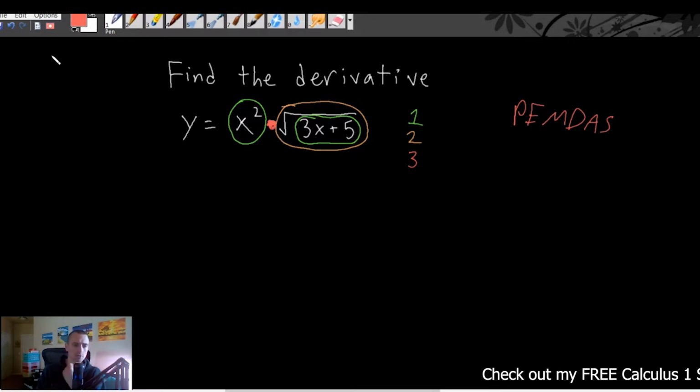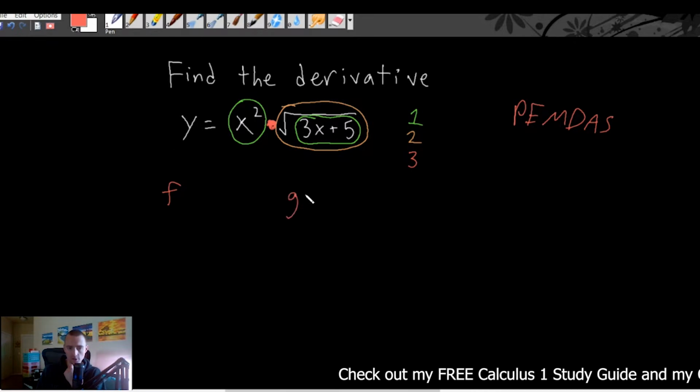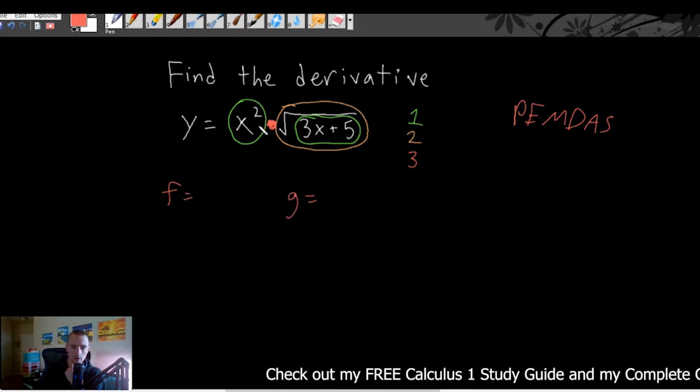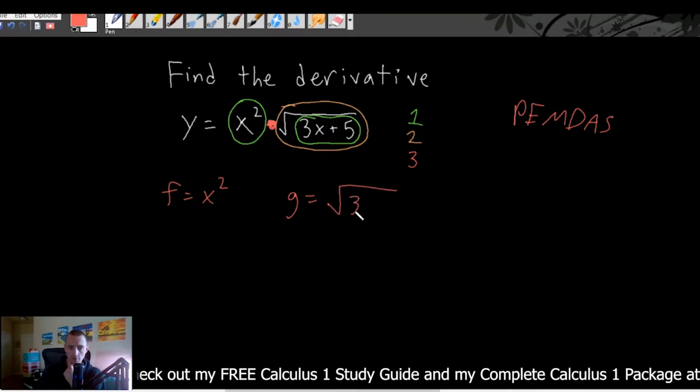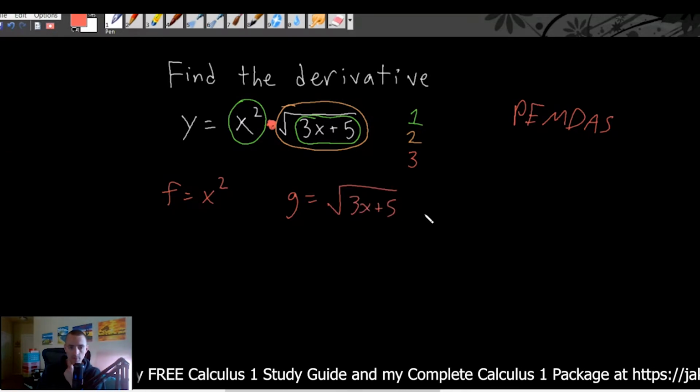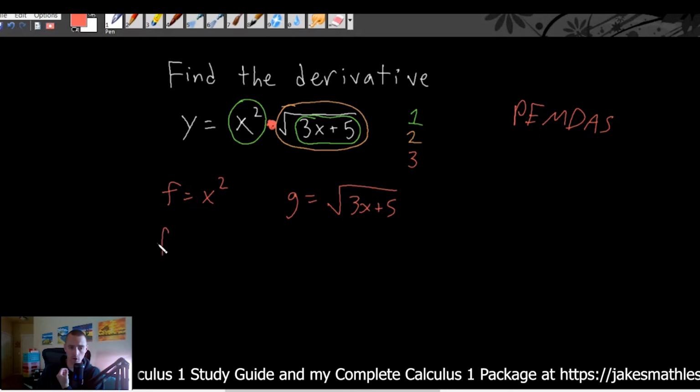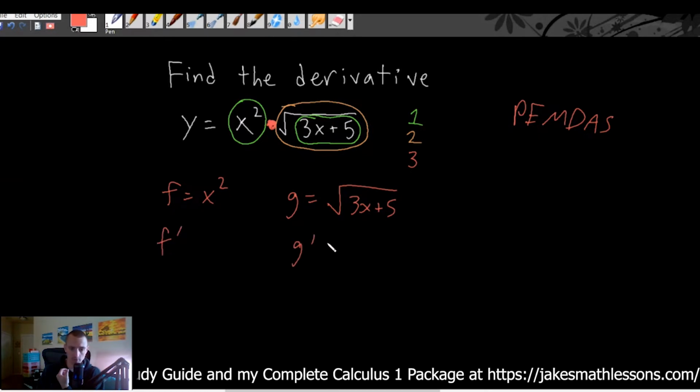So as a result, those two things that are being multiplied together is what you would make your f and your g. So we would need to make our f x squared, and we would need to make our g the square root of 3x plus 5. Okay, and then we can go through the product rule formula and process from there.